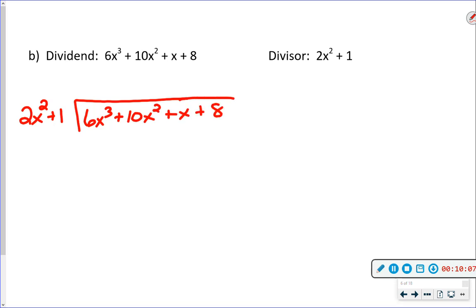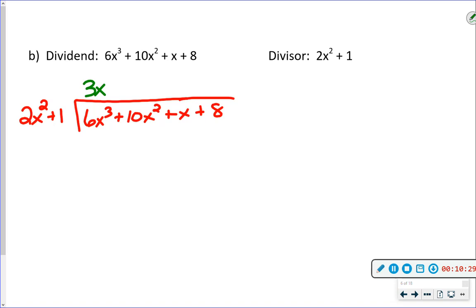Okay. So get it set up. Be conscientious of your signs. All that good stuff. Okay, I like multiplying. So I'm asking myself, what times 2x squared gives me a 6x cubed? What do you need on top? 3 and an x. Okay. And of course I'm going to distribute that through the divisor.